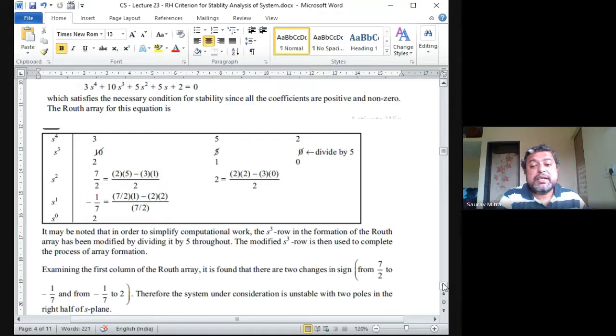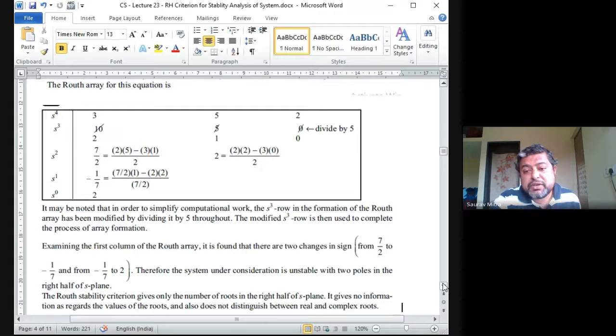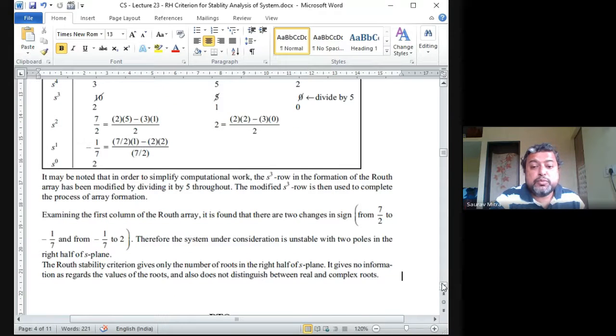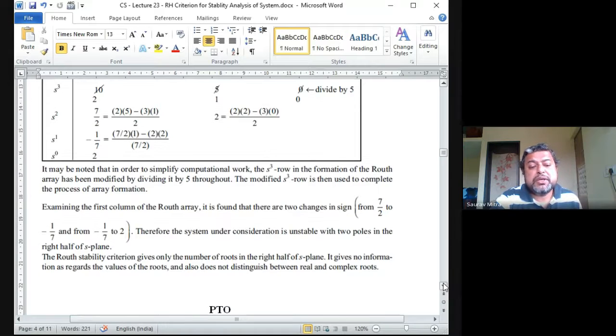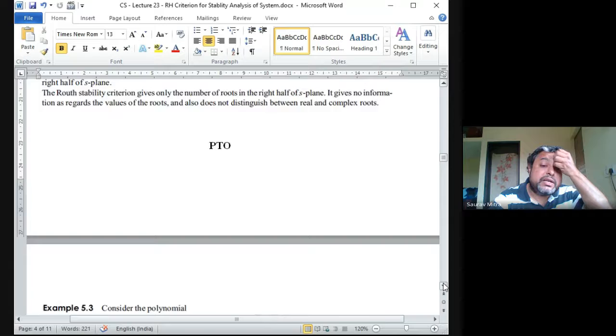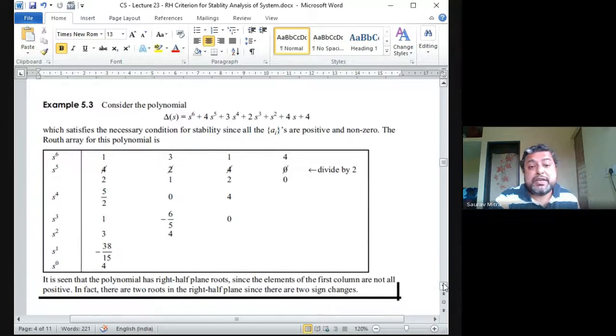So as two poles are in the right hand side of S plane, I told you that even if there is one pole in the right hand side of S plane, system becomes unstable. Why are there two poles in the right hand side of S plane? Because there are two sign changes. So this is the logic you have to give. That is, there are two sign changes. That means there are two poles in the right half of S plane, that is RHS of S plane, and therefore the system under consideration is unstable. Okay, so this is how we are supposed to find out the stability of a system by using RH criteria.